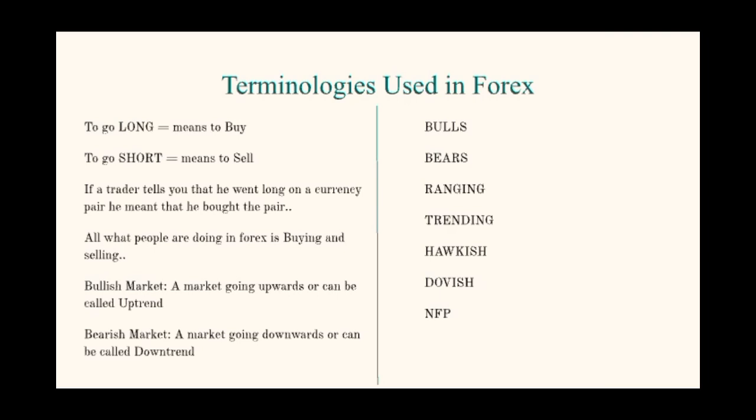But when it's ranging, it is not going up, neither is it going down. So if the market is just ranging, it means that the market has not found any clear direction.